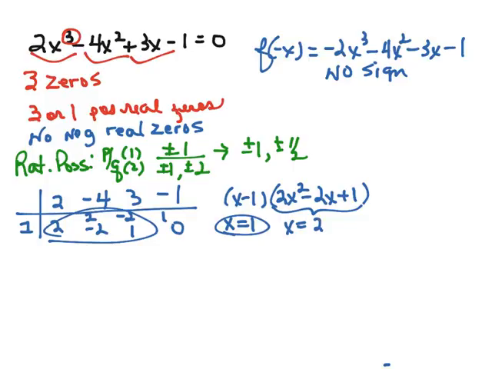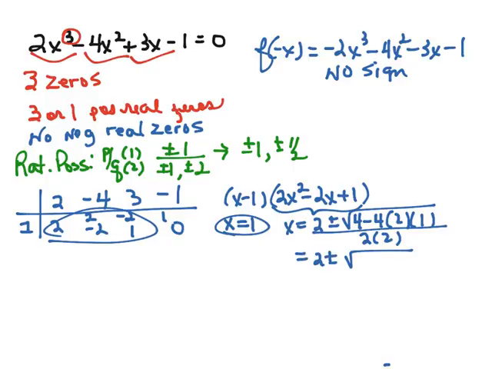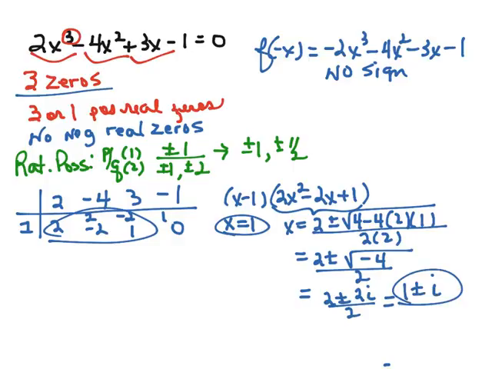x is equal to negative b plus or minus the square root of b squared minus 4 times a times c, all divided by 2a, which is 2 plus or minus the square root of 4 minus 8, which is negative 4, over 2. So we get 2 plus or minus the square root of negative 4, which is 2i, divided by 2, and we get 1 plus or minus i. So we should have ended up with 3 zeros, and the 3 zeros are 1, 1 plus i, and 1 minus i.